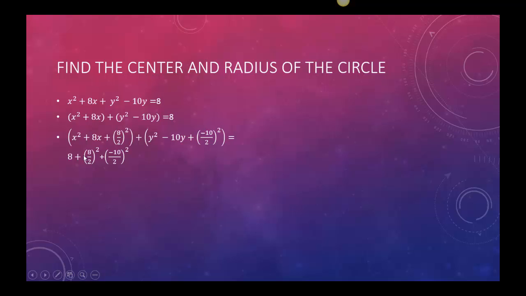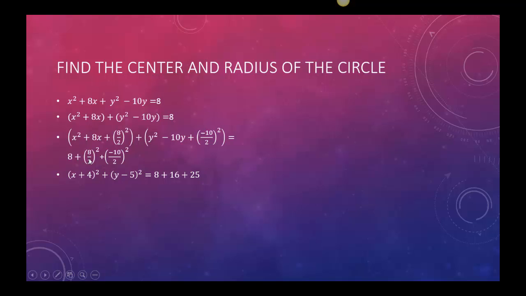When you do that, remember to duplicate it. So 8 over 2 squared, 8 over 2 squared. Negative 10 over 2 squared, there it is again. So repeat yourself, that's important. Then this whole thing, x squared plus 8x plus 8 over 2 squared becomes (x plus 4) squared. y squared minus 10y plus negative 10 over 2 squared becomes (y minus 5) squared. So it becomes much, much shorter when I do this completing the square.